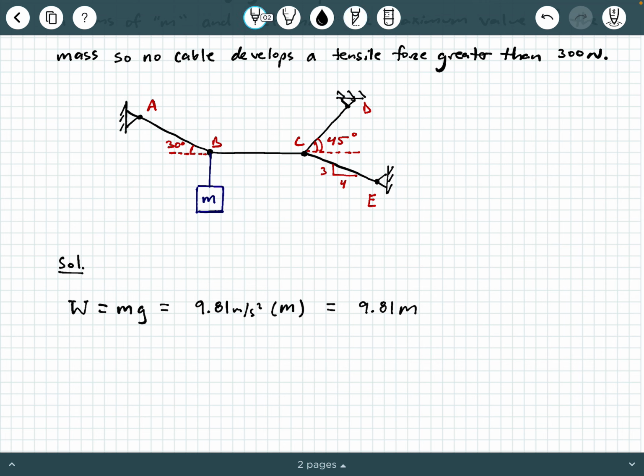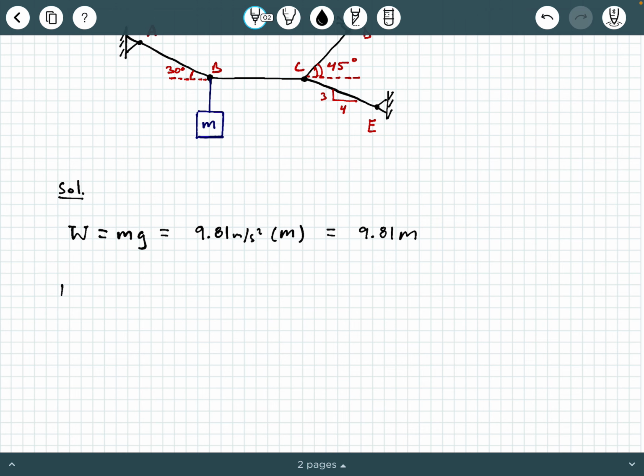Now what we're going to do is start at a particle where we know something is occurring or something is applied. So we're going to start at particle B because that's where this mass or this weight is hanging. So I'm going to start by saying free body diagram of point B. I'm going to draw my particle B here, and I've got this weight hanging down here. And remember, that weight is 9.81 times m, where m is the mass that we're trying to solve for.